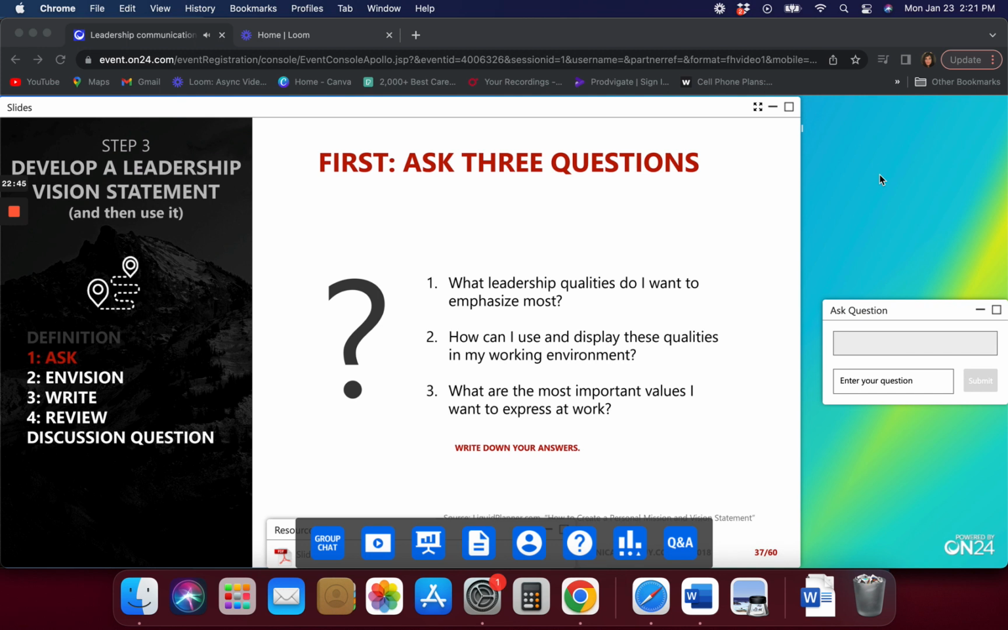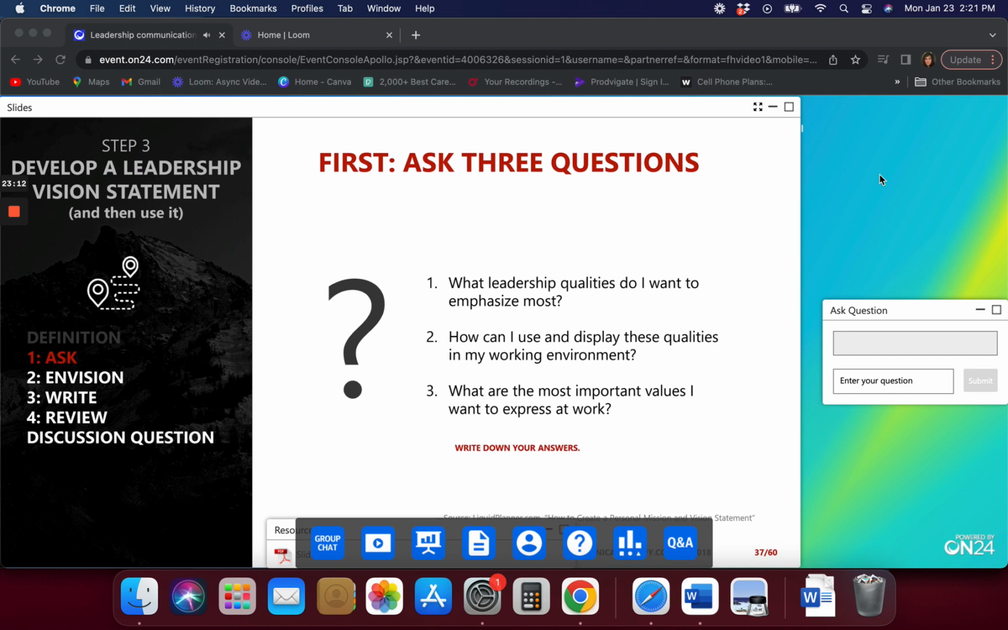All right, and then the third is, what are the most important values I want to express at work? So values are bigger than yourself. Values are more like maybe you want your employees to be kind. You want kindness in the workplace, or maybe you want creativity in the workplace, or you want efficiency. You want to sort of get rid of the waste or the problems that are happening. So you want to be more efficient there.